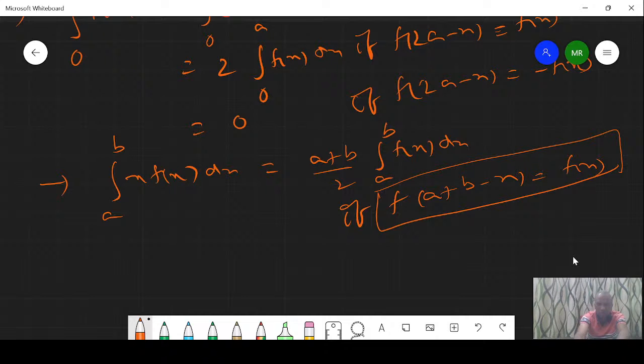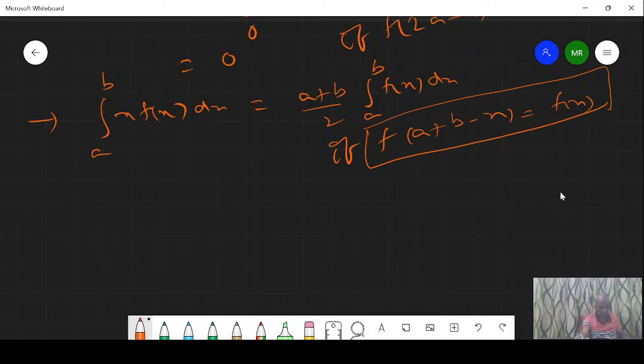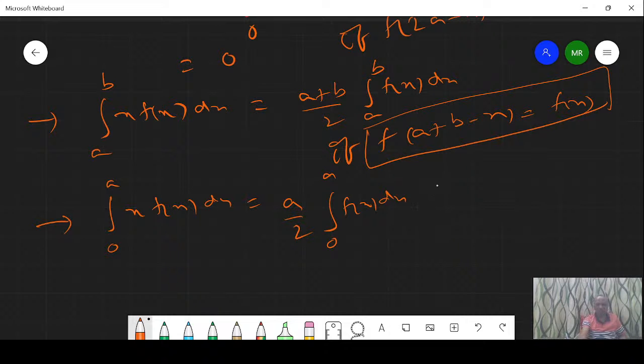Another one. Suppose they are given 0 to a. Same thing, then you can understand here. 0 to a means replace a with 0, b with a. See the previous one, 0 to a x into f of x dx is given. Just you substitute here the values, b will be a and a will become 0. You will get a by 2 into 0 to a f of x dx.